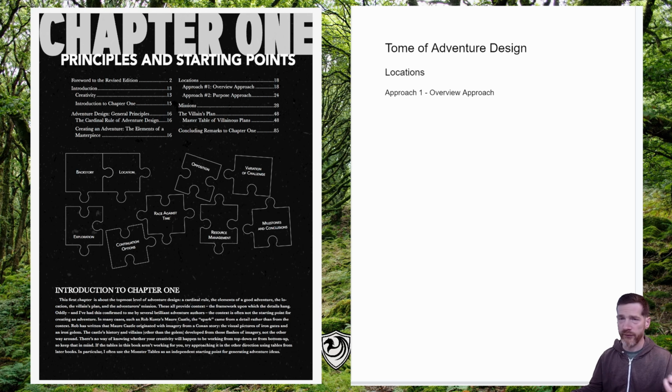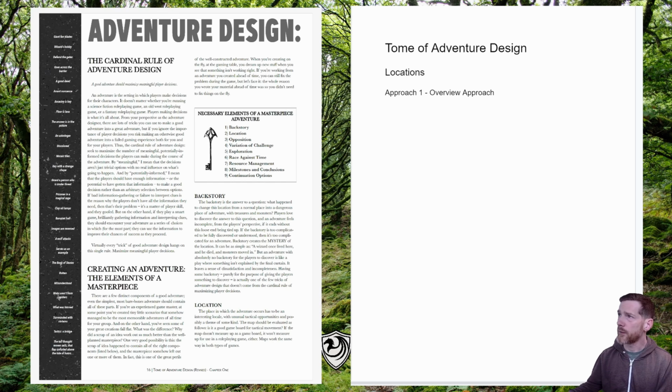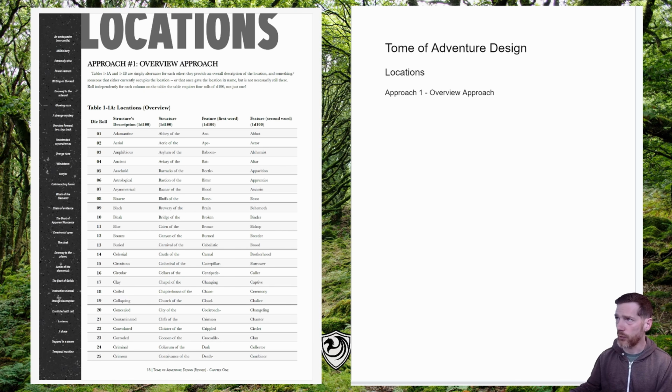We start out with a backstory and a location. The backstory, we're going to backfill that. So we're going to be using some of the initial tables from chapter 1 to come up with a location and a couple of missions that interface with that location or those locations. Then we'll fill in some backstory, and then we'll continue adding these other pieces in later videos. So again, here talking about adventure design, go pick up the book and you can read through all of it.